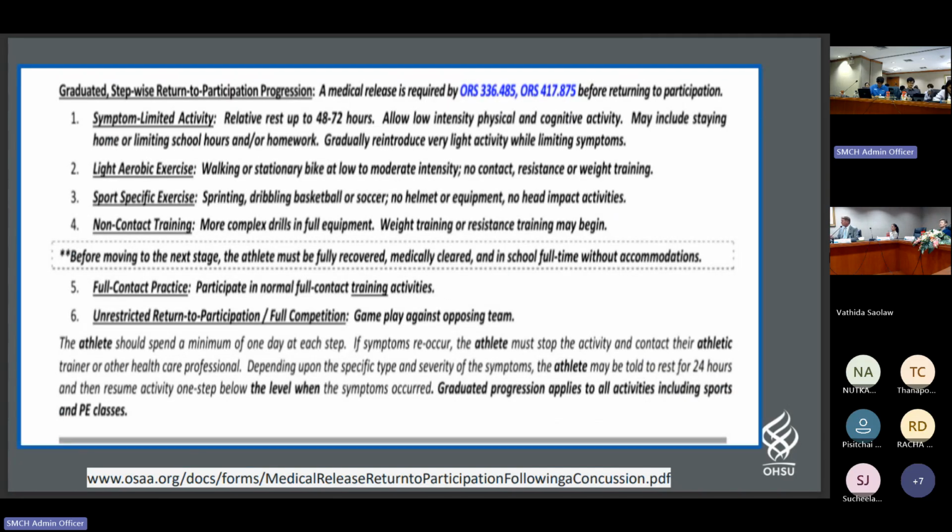Basically, this is the return to play protocol, and this is actually the updated one, which now says 24 to 48 hours. And it allows for low intensity physical activity fairly early on. And even if you have symptoms that have slightly increased, you don't need to worry about it. And then light aerobic activity, sports-specific exercise, then non-contact training, but you have to get full recovery before you go on to full contact practice or anything that would involve hitting the head. So light aerobic activity is walking. This is more sprinting and dribbling, and the non-contact activity is going through drills.